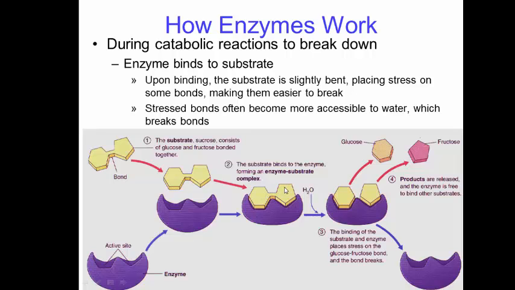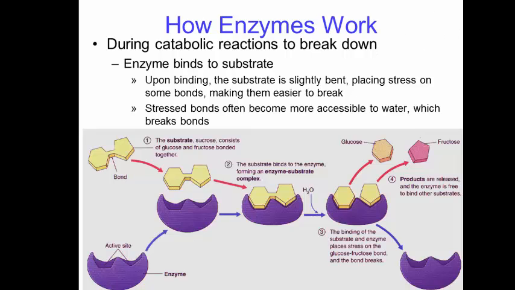And if a drop of water should come in, that's all we need, just a drop of water to come in and break that stressed out bond. And now we have our two separate products that can be released. So basically what we're seeing here is upon binding, the substrate is slightly bent, placing stress on some of the bonds, making it a lot easier for those bonds to break. Right? The stressed bonds often become more accessible to water, which can be used to break the bonds.